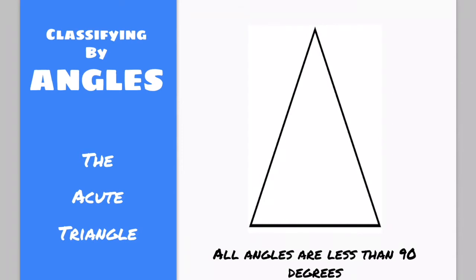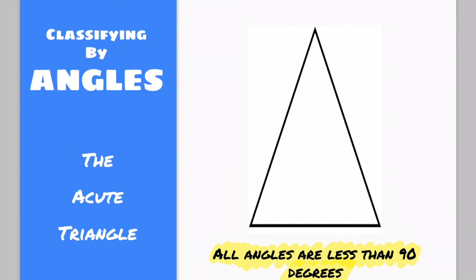Now, in an acute triangle, we have to see that all of the angles are less than 90 degrees. Now, they don't have to be equal, and some will be equal and some may not be. For example, in an equilateral triangle, they're all less than 90 because all of them are 60. That's an acute triangle. But that's not the only way to be acute.